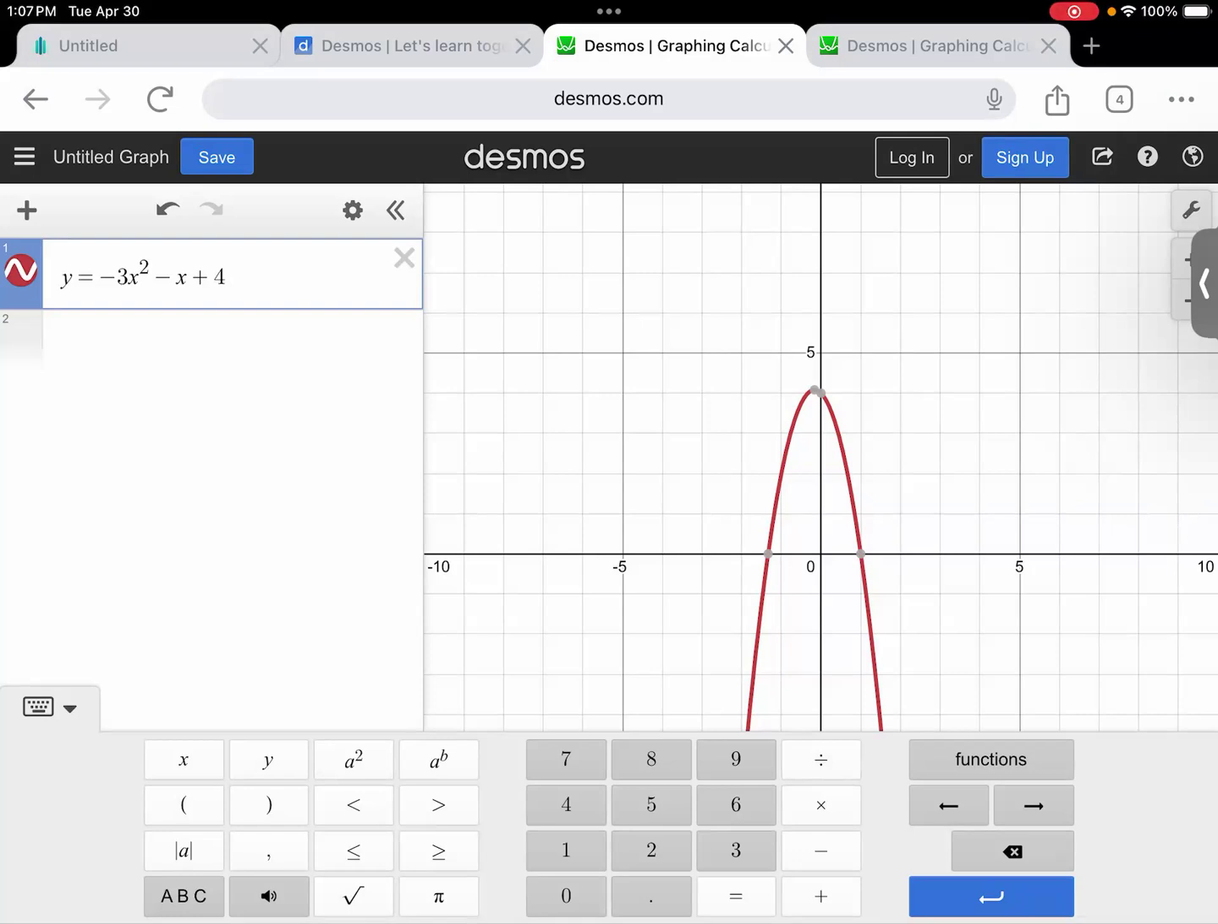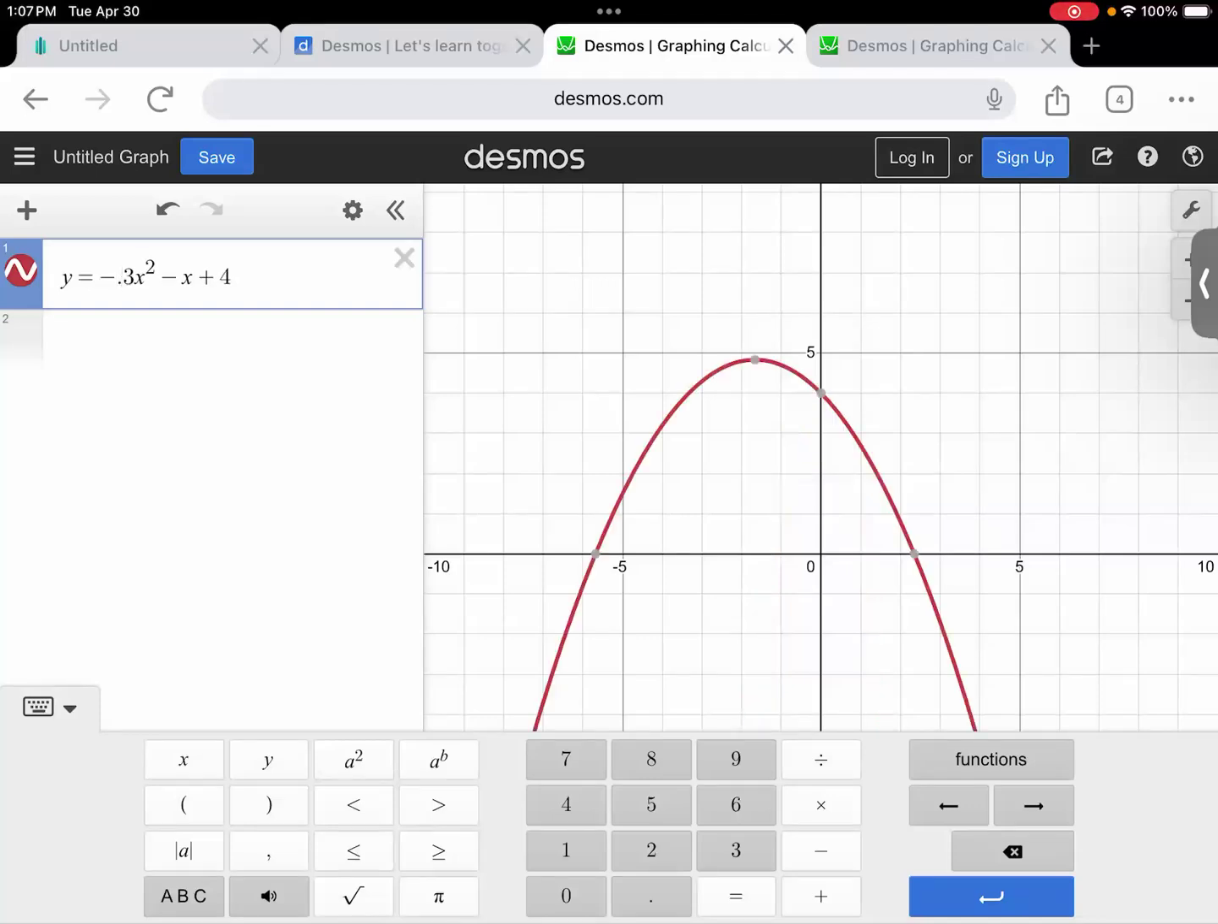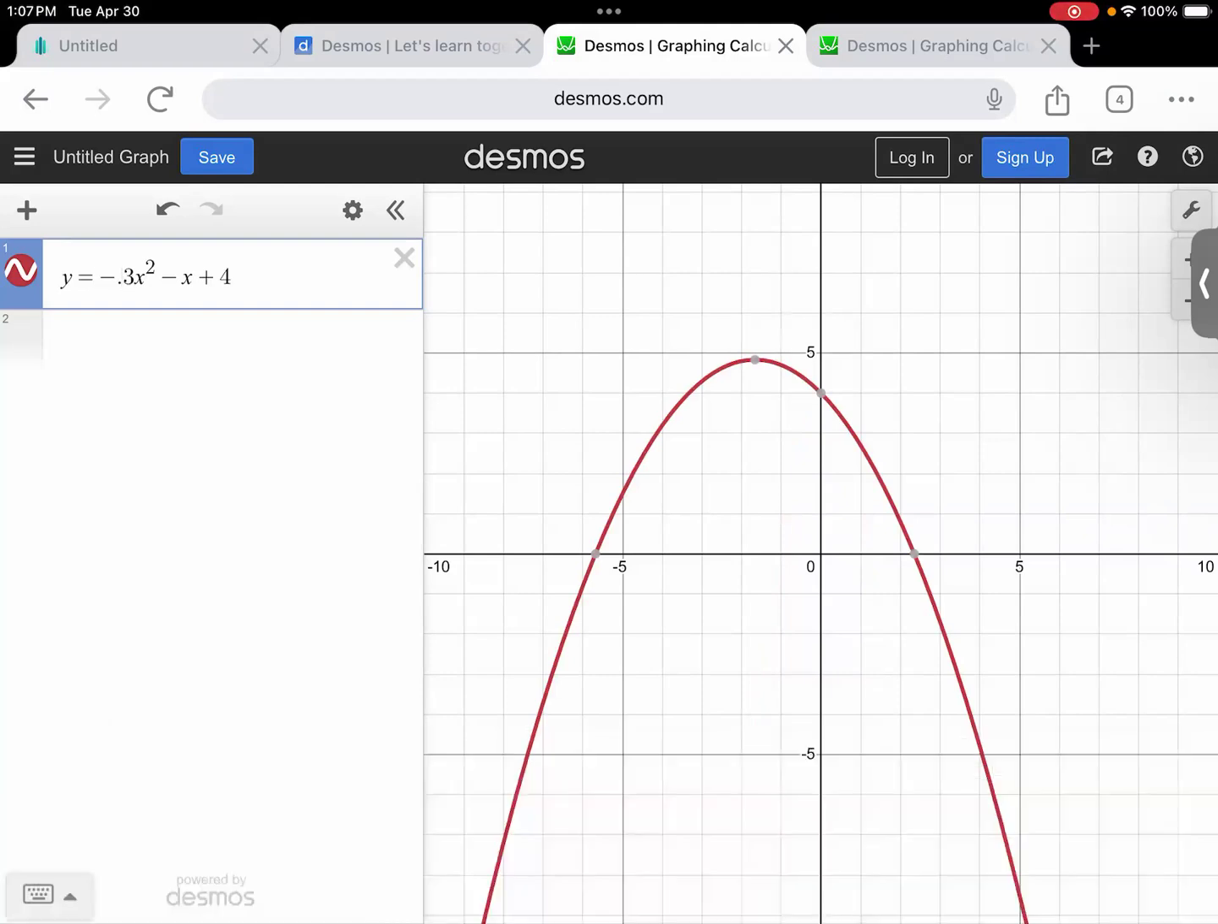And so then I can write my equations into Desmos. Actually, this was negative 0.3 x squared minus x plus 4. And Desmos is really nice in the sense that these little grayed out points, notice it highlights, right, your x-intercepts, your y-intercept, and the vertex. So the vertex there, all right, is negative 1.667, 4.83.